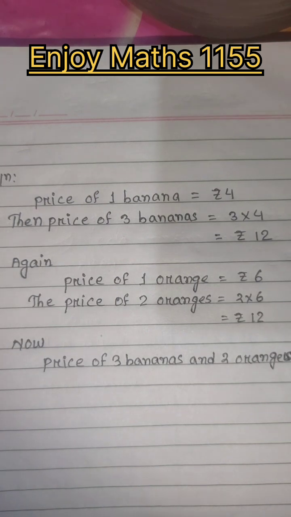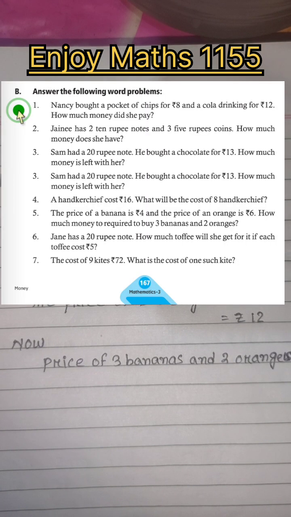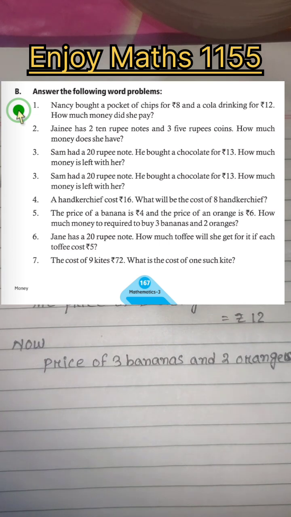Now come to question number 6. What has question number 6 given? See, Jenny has a 20 rupees note. Jenny has how many rupees note? 20 rupees note. How many toffees will she get for it if each toffee costs how many rupees? 5 rupees. That means one toffee costs 5 rupees, and she has 20 rupees. That means how many toffees can she buy?